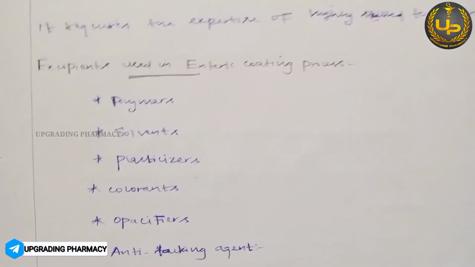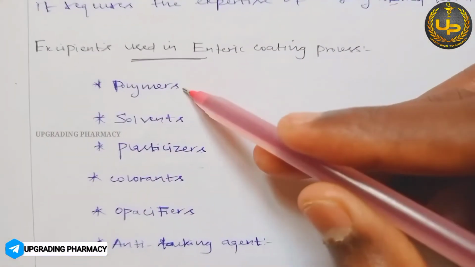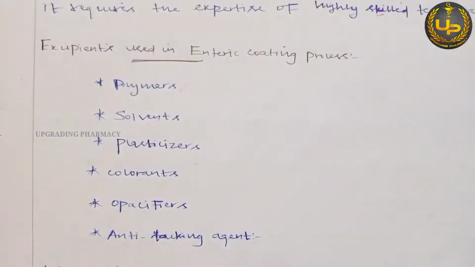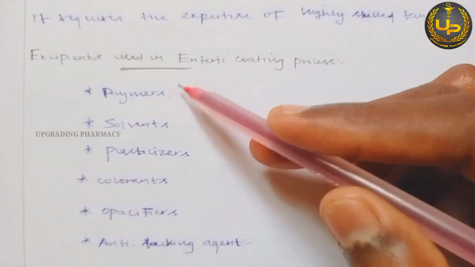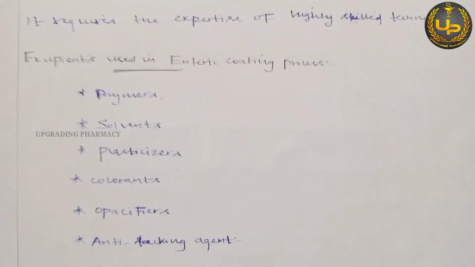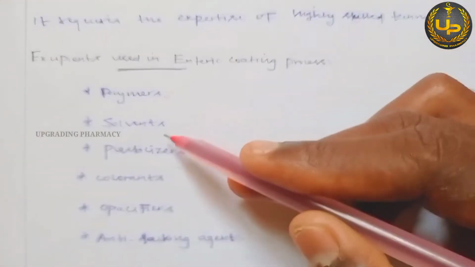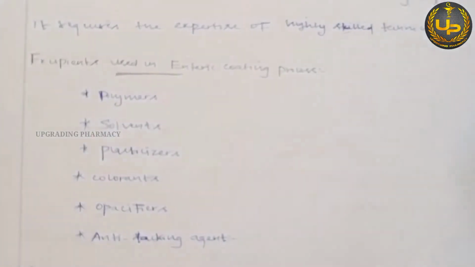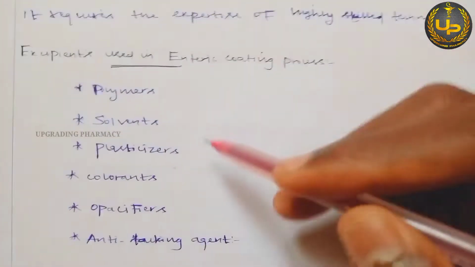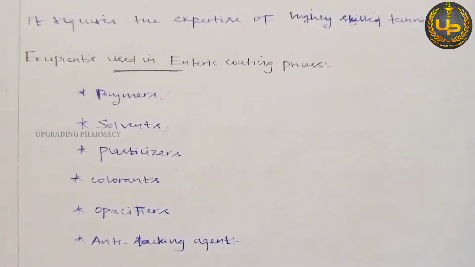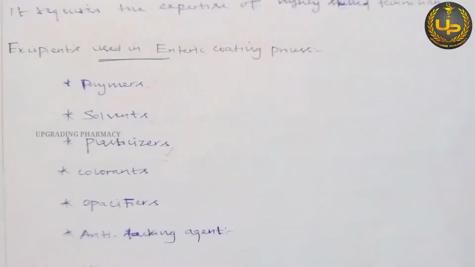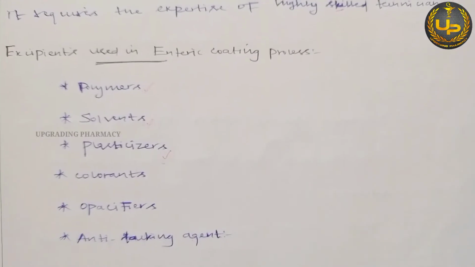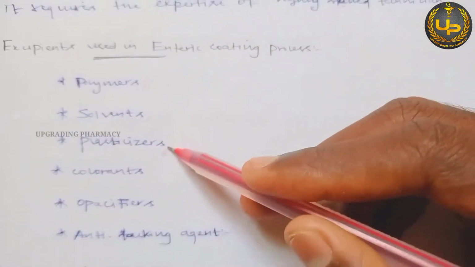Next we can discuss some of the excipients used in the enteric coating process. Polymers are the enteric polymers, which are soluble only in alkaline medium and not in acidic medium. Examples are cellulose acetate phthalate, that is CAP, and acrylic polymers. Solvents are the agents to dissolve the polymers and other additives; the solvent is the main carrier of the polymers. Next, plasticizers are used to increase the strength and flexibility of the coat.